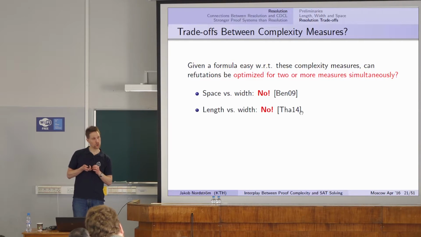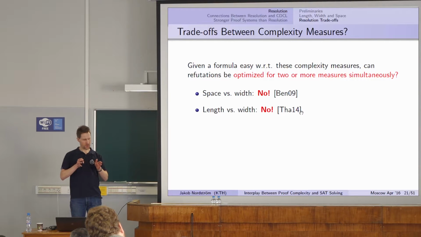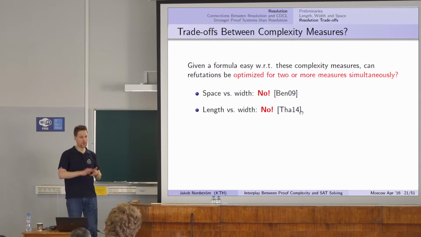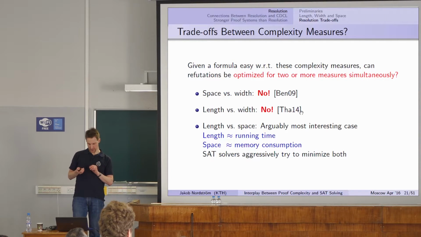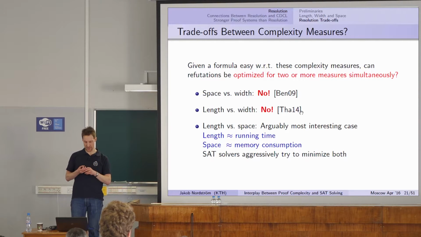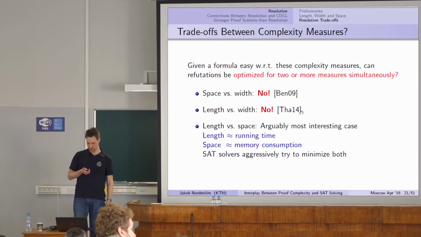Okay, and we also know that there are formulas which have very short proofs, but with somewhat wide clauses. And then you can sort of trim the width down, but then the length blows up exponentially. But in this connection with SAT solving, and I guess this is a talk on the interplay between proof complexity and SAT solving, what I really care about is length versus space. Is it the case that I can optimize running time and memory consumption at the same time?